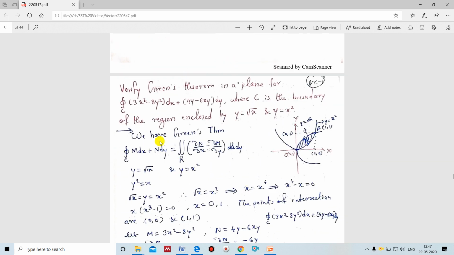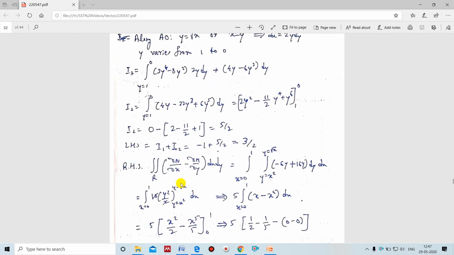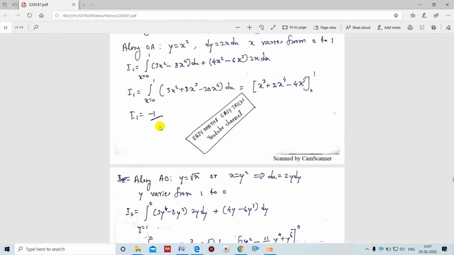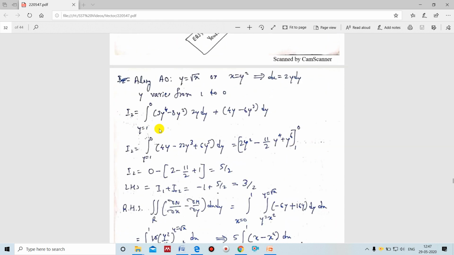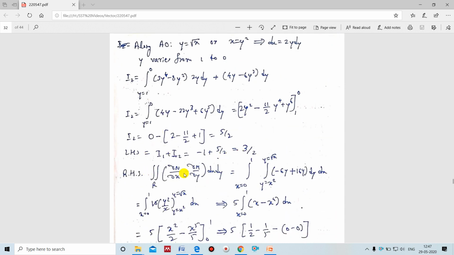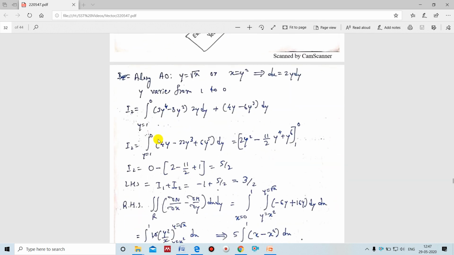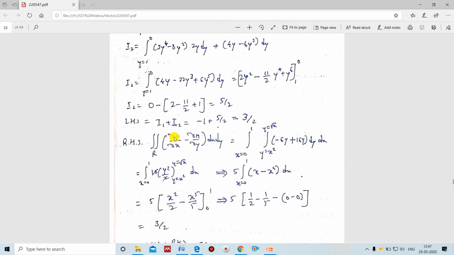So here they have asked to verify. LHS can be calculated using the given curve or given data. So this is the procedure. So LHS is equal to 3 by 2. Then RHS contains the formula, the integration over the region of dou n by dou x minus dou m by dou y into dx dy.